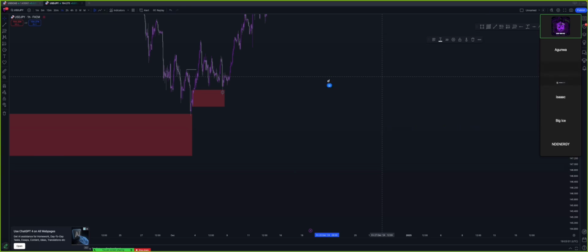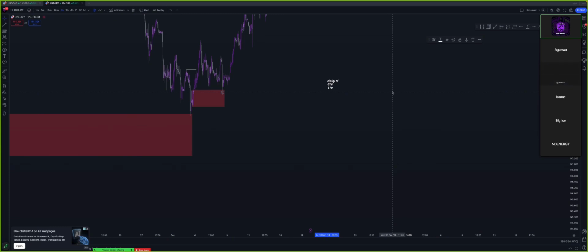Daily time frame, and then 4 hour, and then 1 hour. These are just the time frames you want to pick your supply and demand on. You understand? You have to pick your supply and demand on the higher time frame.